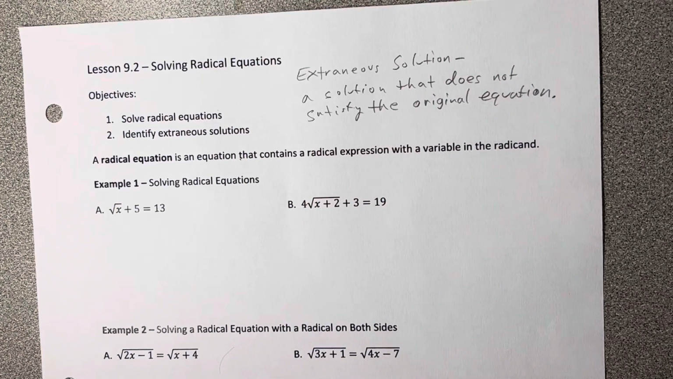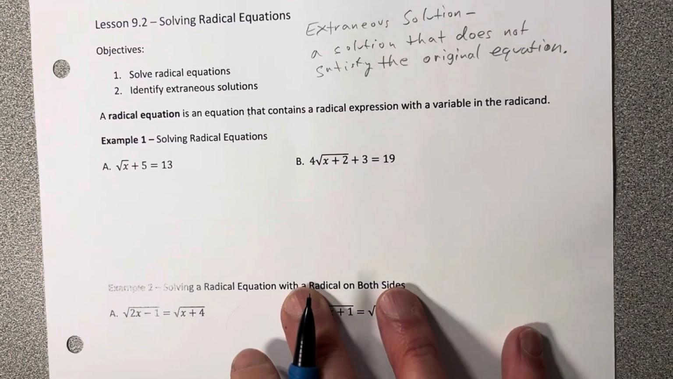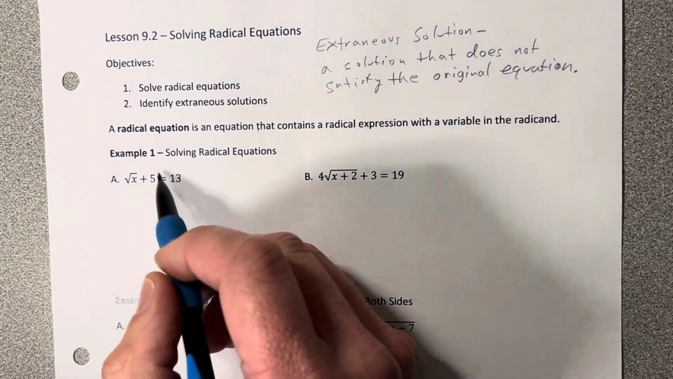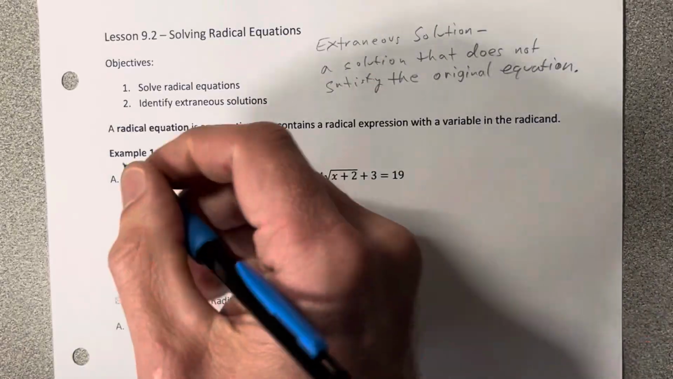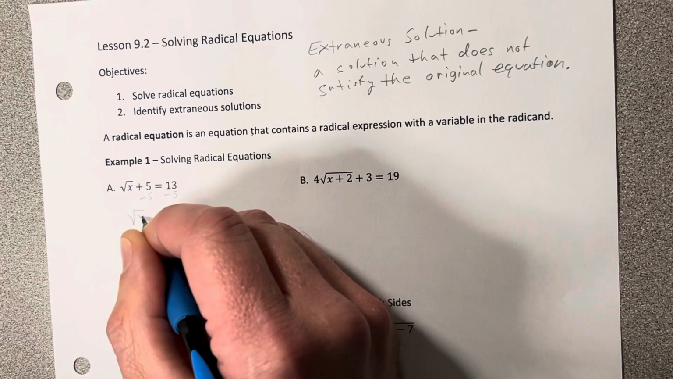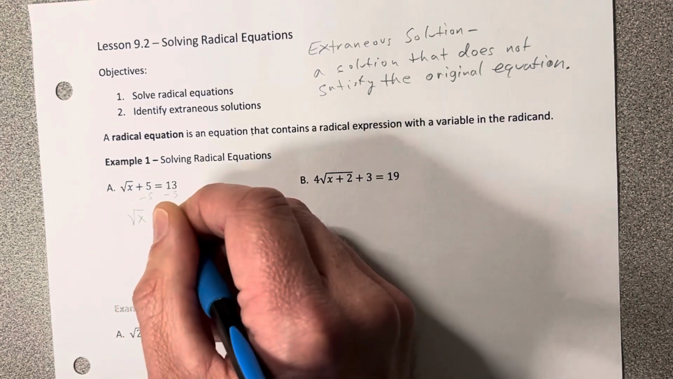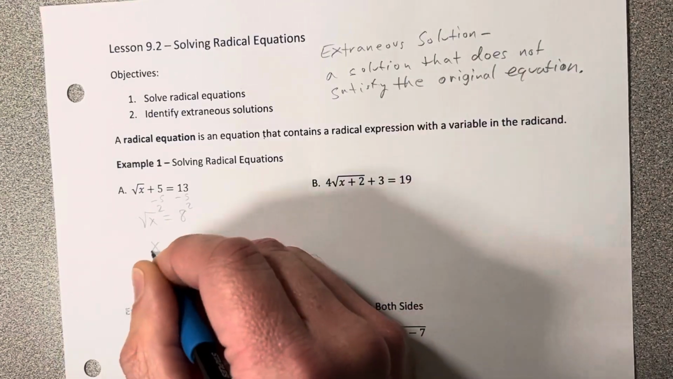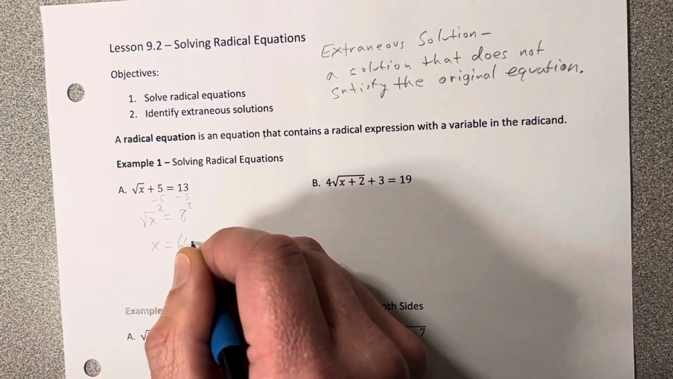So class, you've previously learned how to solve quadratics by square rooting. Well, today we're going kind of the other direction with it. We're starting out with a square root, and then you're going to undo that. So for our first example here, you're going to subtract the 5 over, get square root of x by itself, and then from there you'll square both sides and get x is equal to 64.